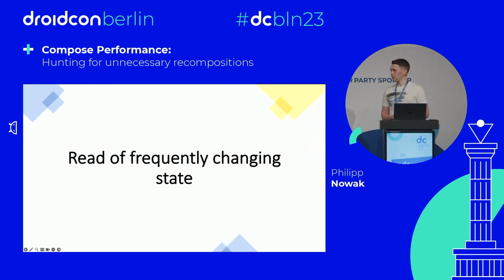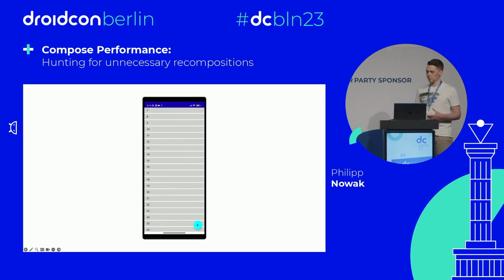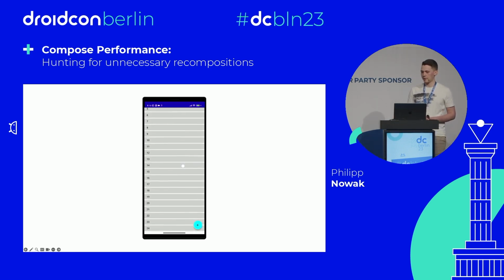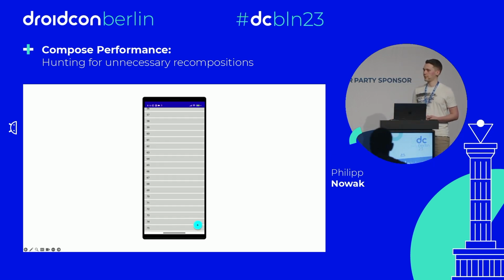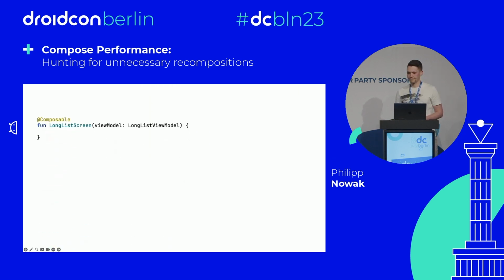It is called Read of Frequently Changing State. We got a simple screen with a list of numbers, and on the bottom right, you can see a floating action button. When the video starts to play, you might notice that our floating action button changes its background color every time we are at the top of our list and as soon as we start to scroll down. Let's have a look into the code of this small example.